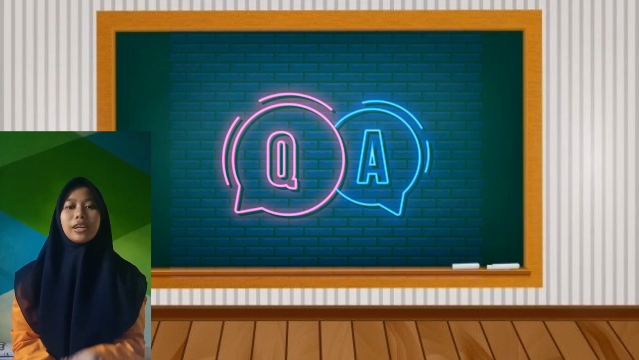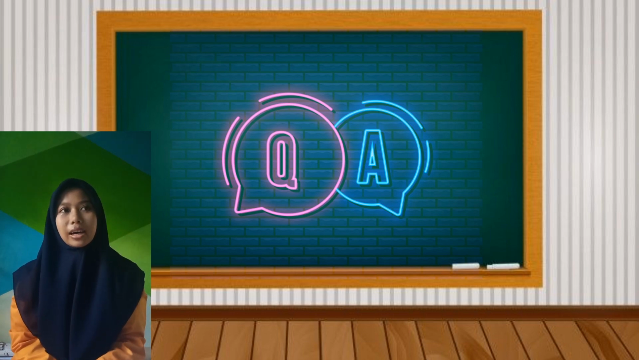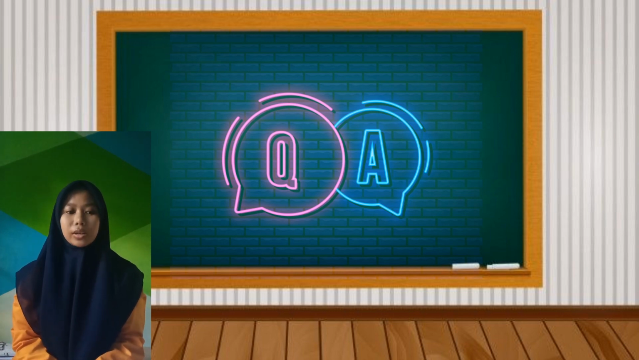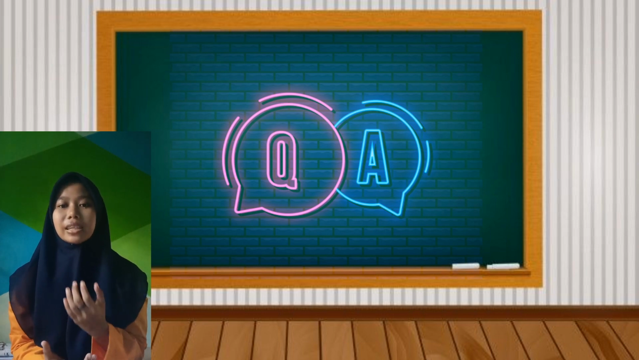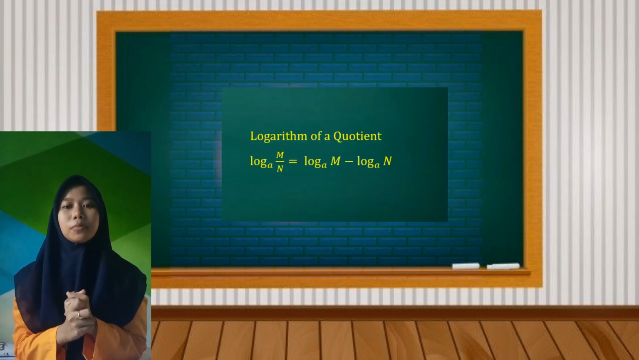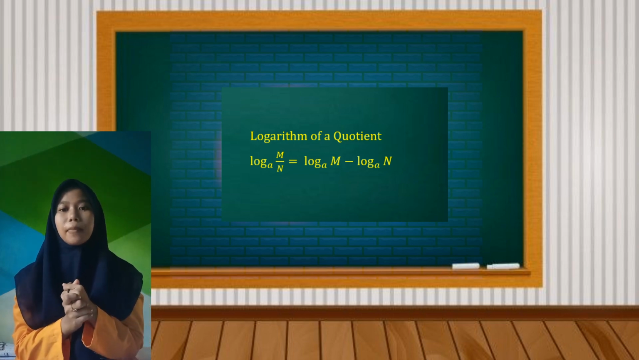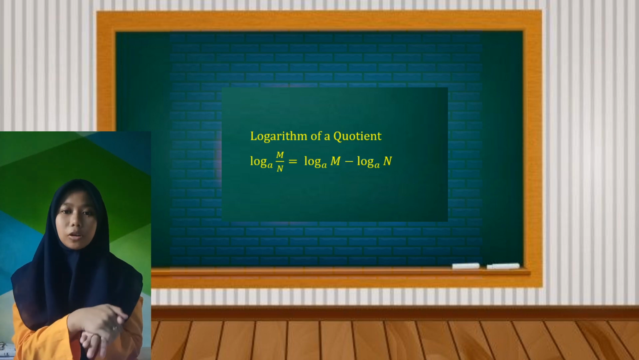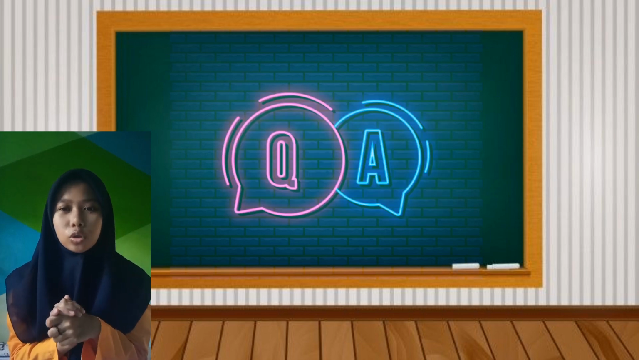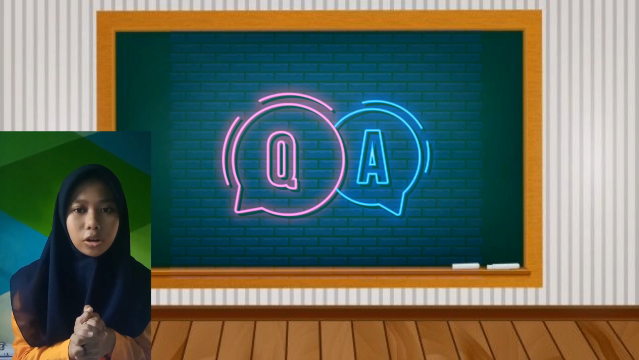Log A2 over 11 equals log A2 minus log A11. Why like this? Because we know the theorem from the logarithmic equation: log AM over N equals log AM minus log AN. So we can use this theorem. So the answer to this question, log A2 over 11, equals minus 0.74.